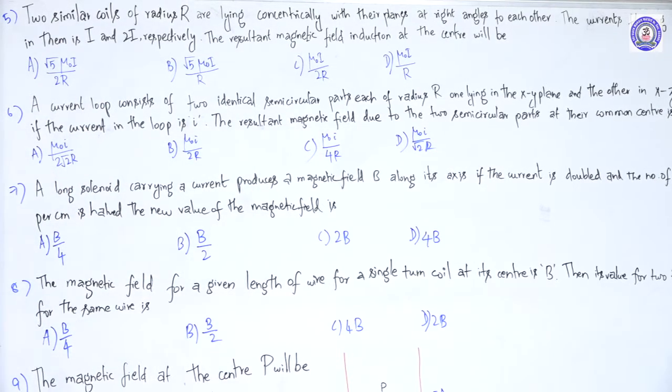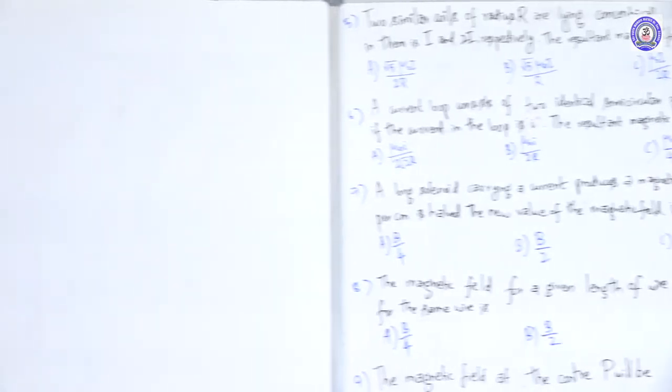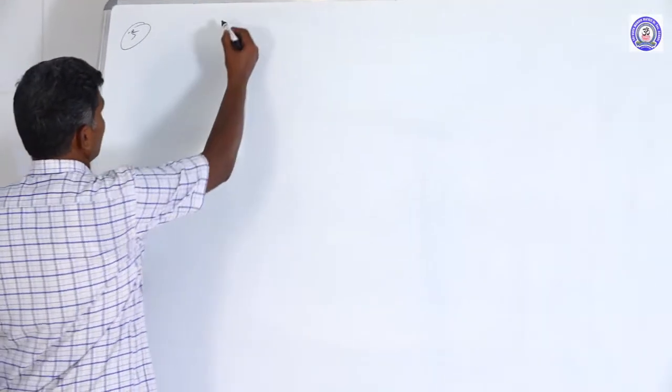First we will draw the diagram for that. One is a plane, and the other is perpendicular. For that we are representing it like that.